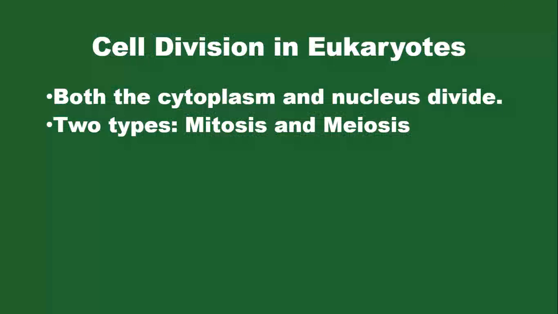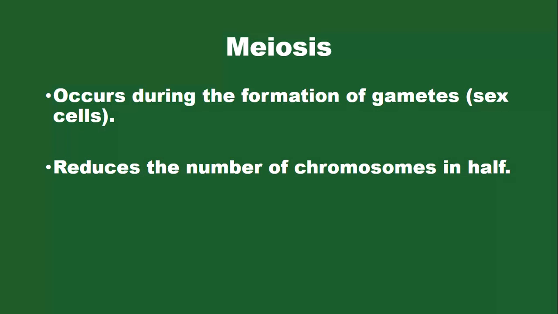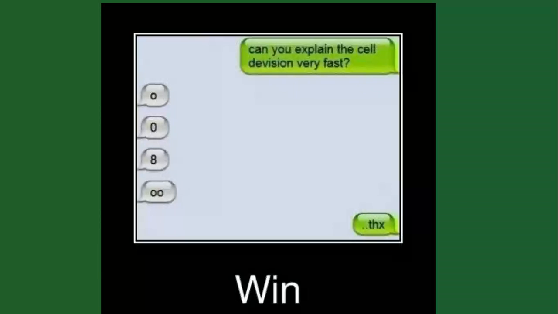Now, if we look at eukaryotic cells, this is going to happen in the cytoplasm and the nucleus, and there's going to be two types, mitosis and meiosis. In this section, we're going to look more at mitosis. So mitosis is going to be for asexual reproduction, where you just have one parent cell reproducing and making identical copies of that parent. For meiosis, this is going to involve sexual reproduction, where you have two parents and the offspring are going to be like both of those parents, but a new organism.